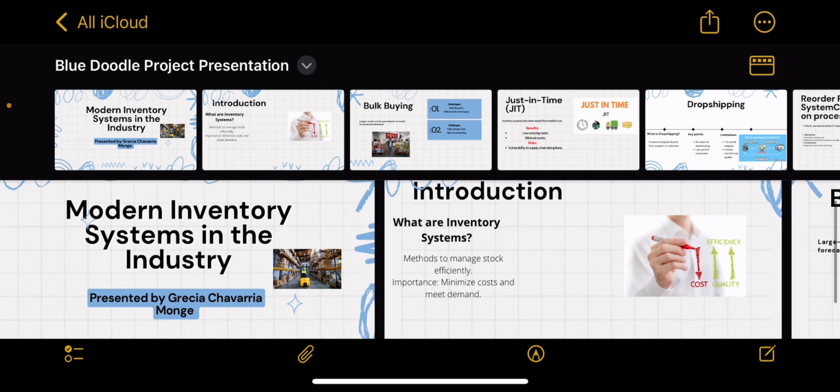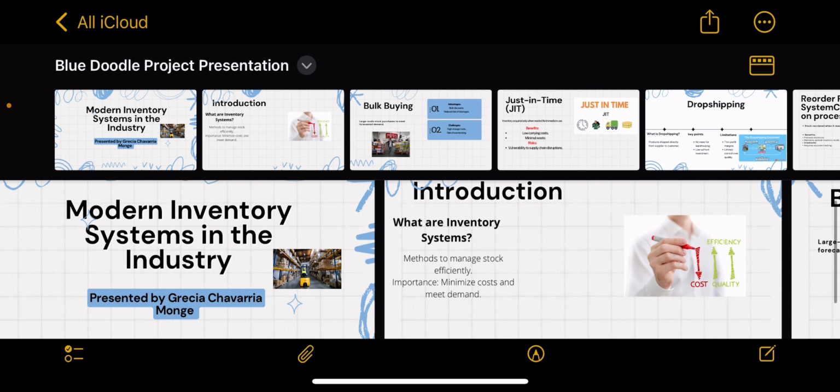Introduction. What are inventory systems? An inventory system is a method to manage stock efficiently, minimize costs, and meet demand, like matching the demand. You have to chase the matching, that is the key. We're going to explore modern inventory systems and highlight their industrial applications.